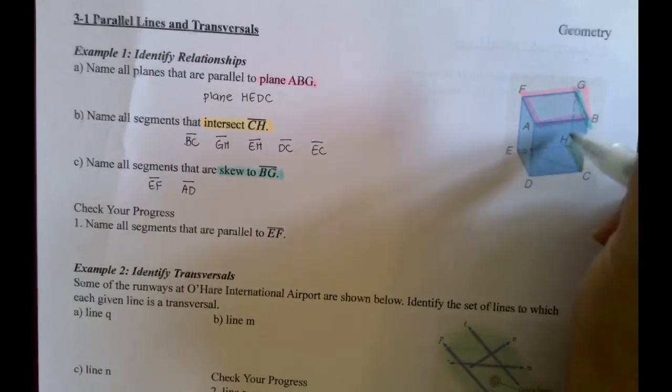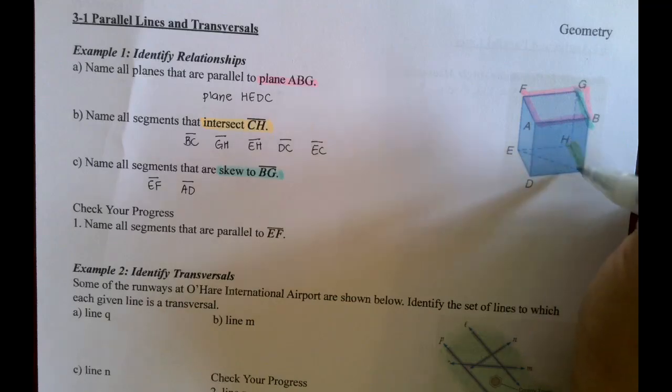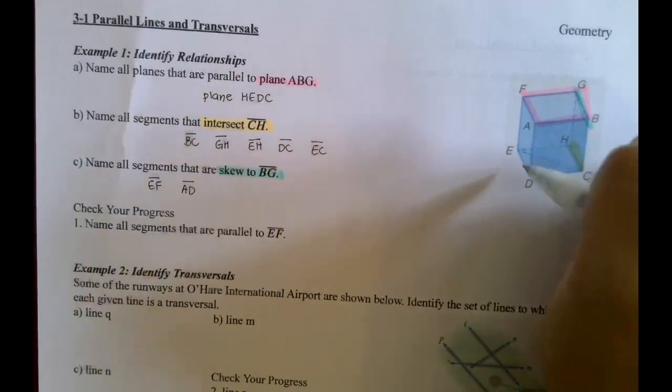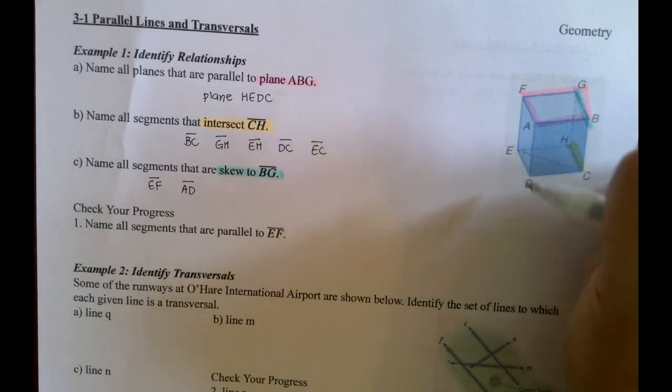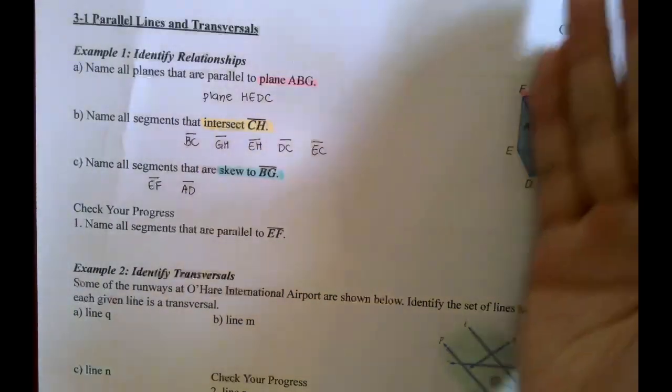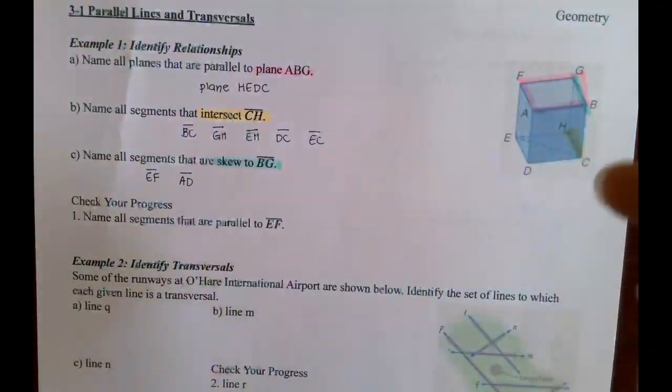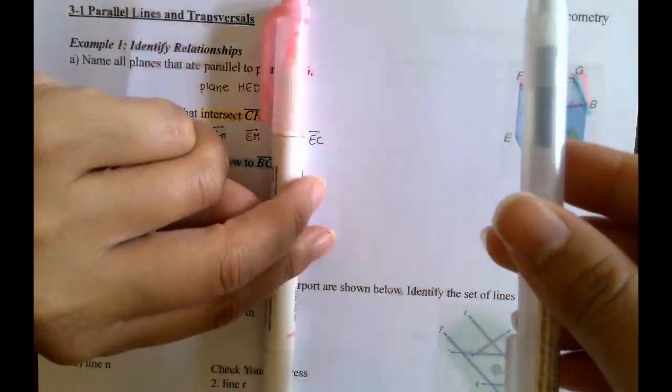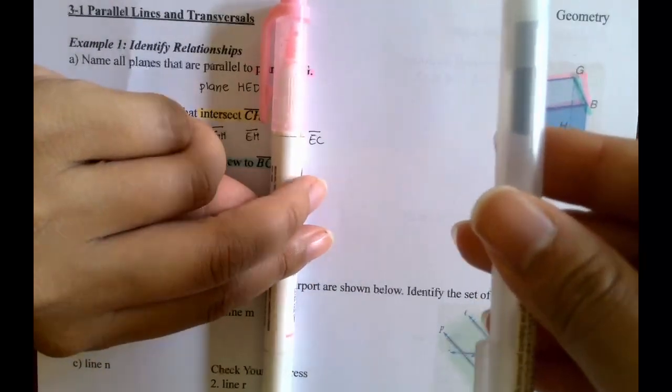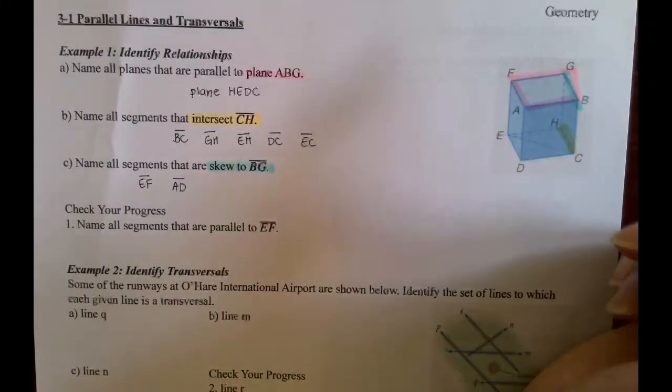HC would be considered parallel to it. ED would be considered parallel to it too. There's a plane that goes through it, so it's like this and this. They're still parallel, even though my pen right now is higher. There's still a diagonal plane that would make them parallel.